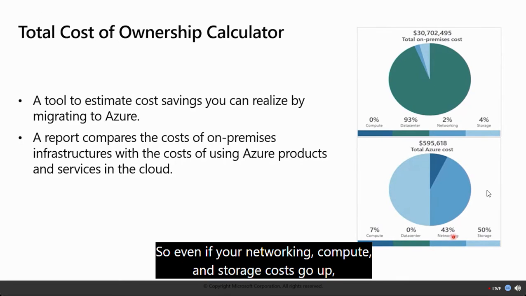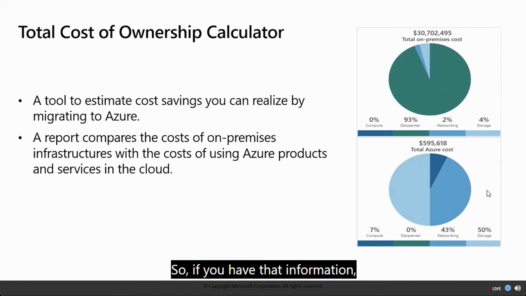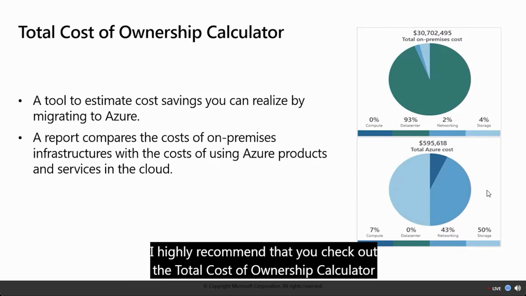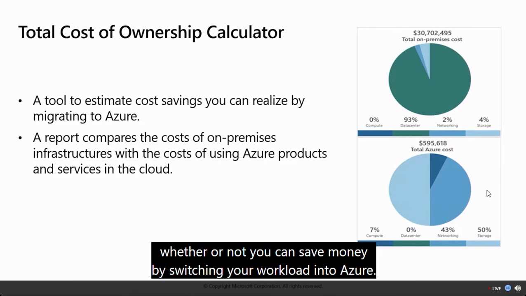And so even though your networking, compute and storage costs go up, it still is less than running it in your on-premises database. So if you have that information, I highly recommend that you check out the total cost of ownership calculator, because it will let you know whether or not you can save money by switching your workload into Azure.